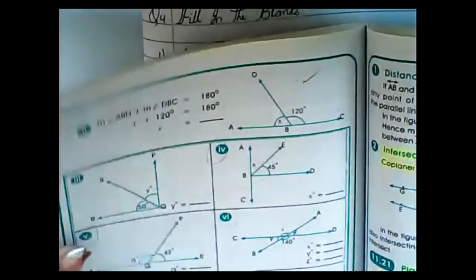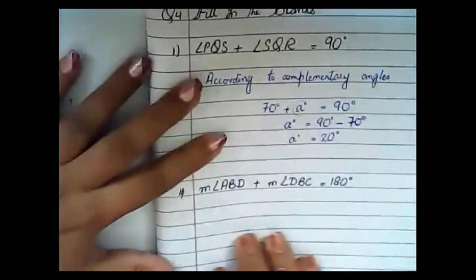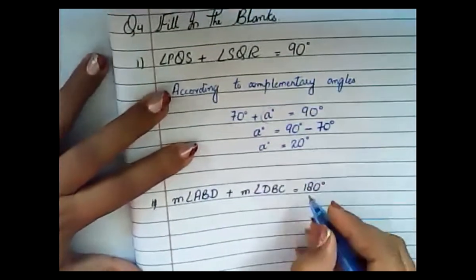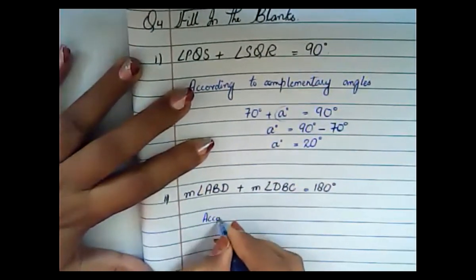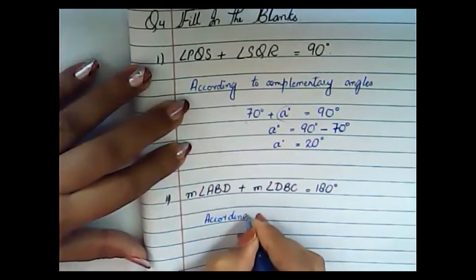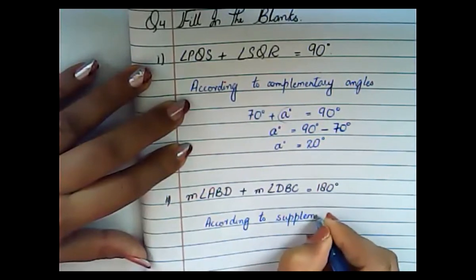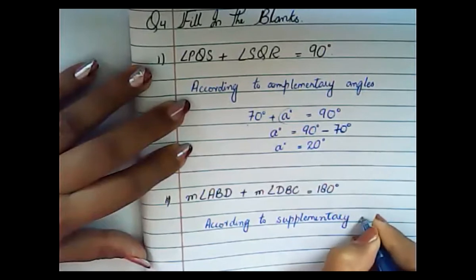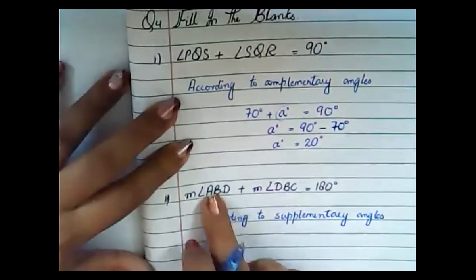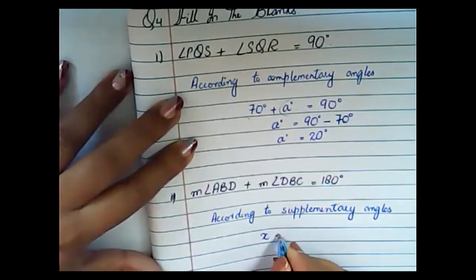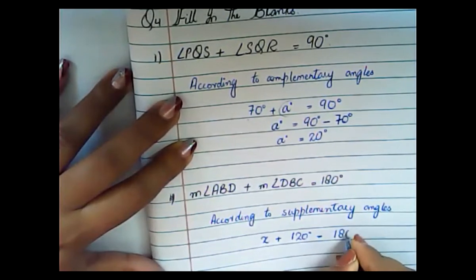Now for this you should know what is the proper criteria. Since the sum is equal to 180 degrees, what you will write here is according to supplementary angles. Okay, what is according to supplementary angles? According to supplementary angles, x plus 120 is equal to 180 degrees.